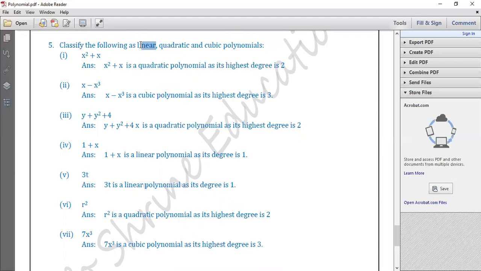We know that for linear we should have power 1, for quadratic power 2, and for cubic power 3. So here we have power 2, so it is quadratic, and here we have power 3, so it is cubic. And we have power 2, it is quadratic, and here we have nothing. Nothing means 1, so it is linear. Nothing means 1, and you have square here, so quadratic, because the highest degree is 2. And here 7x cube, the degree we have is 3. So it is cubic because the highest degree is 3.